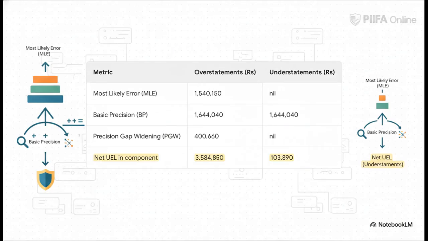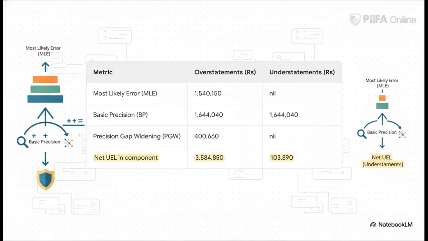And this table right here shows us exactly how they got to their answer. They started with the most likely error for the overstatements, which they calculated to be about 1.5 million rupees. Then they add their safety margin. It's got two parts. First is basic precision. That's kind of like a baseline buffer for risk, the error that could be hiding even if you found nothing.